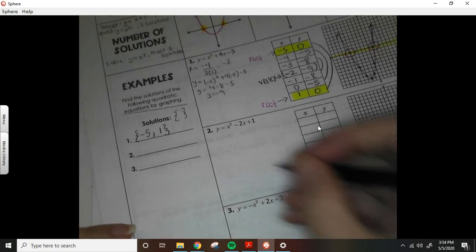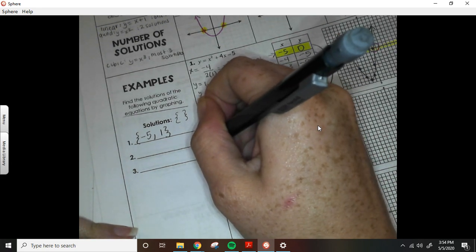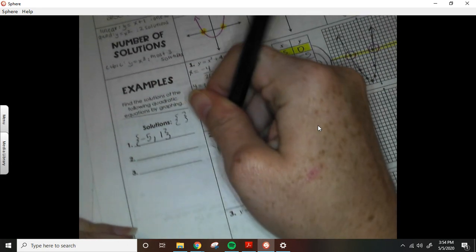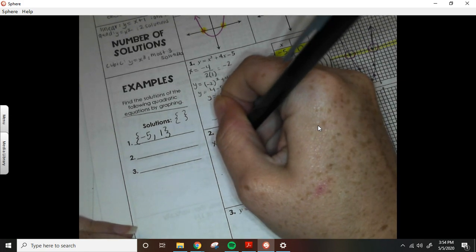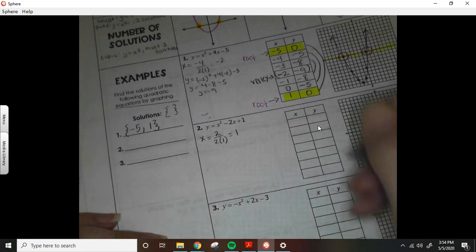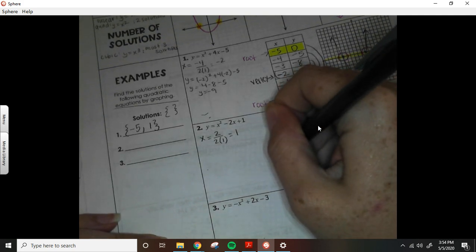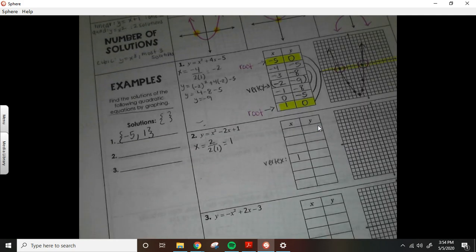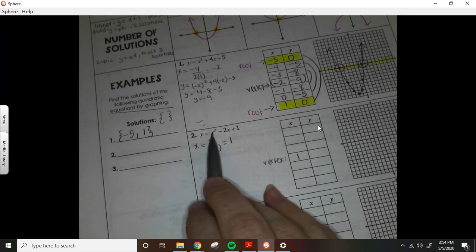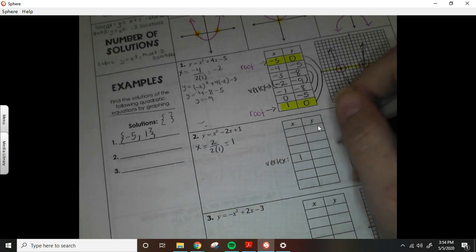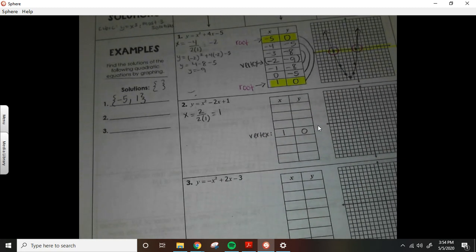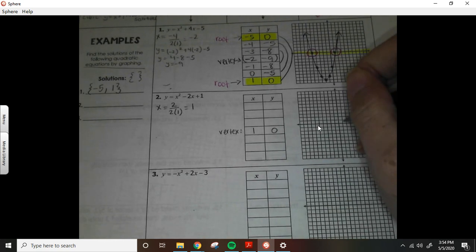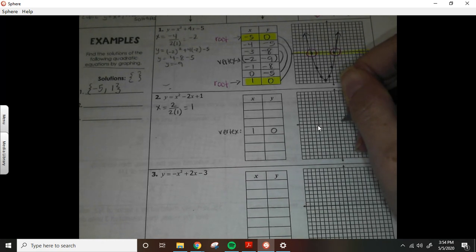All right, let's do the same thing here. Let's get the vertex. X equals negative b, so b is already negative, so that means 2 over 2 times 1, which is 1. So we know our x value of our vertex is going to be 1. So let's plug in 1. Maybe we can do it mentally. 1 minus 2 is negative 1. Negative 1 plus 1 is 0. All right, let's use our common sense. If a vertex is at 1, 0, there we go.